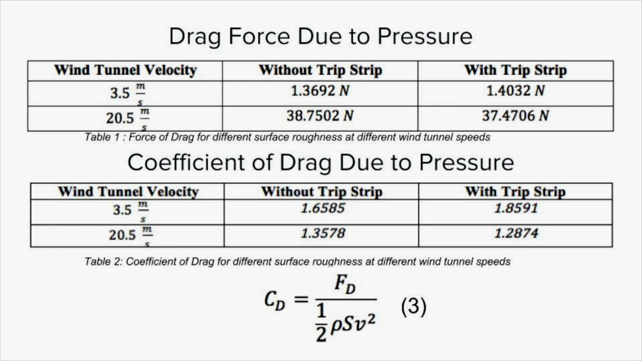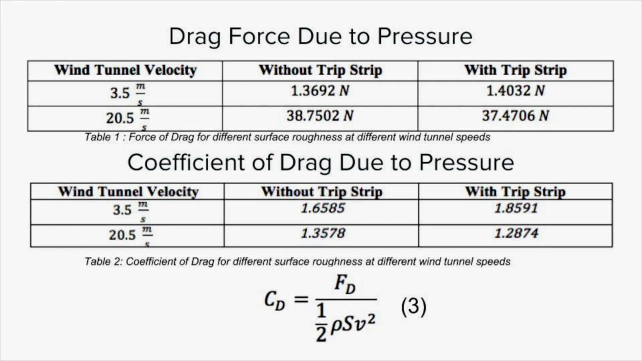Table 1 shows the force of drag for each wind tunnel speed. Theoretically, the force of drag should be lower when the trip strip was introduced. However, that was not the case at 3.5 meters per second due to inaccurate placement of the trip strips at 70 degrees, so it was not useful in tripping the boundary layer since the flow was laminar.